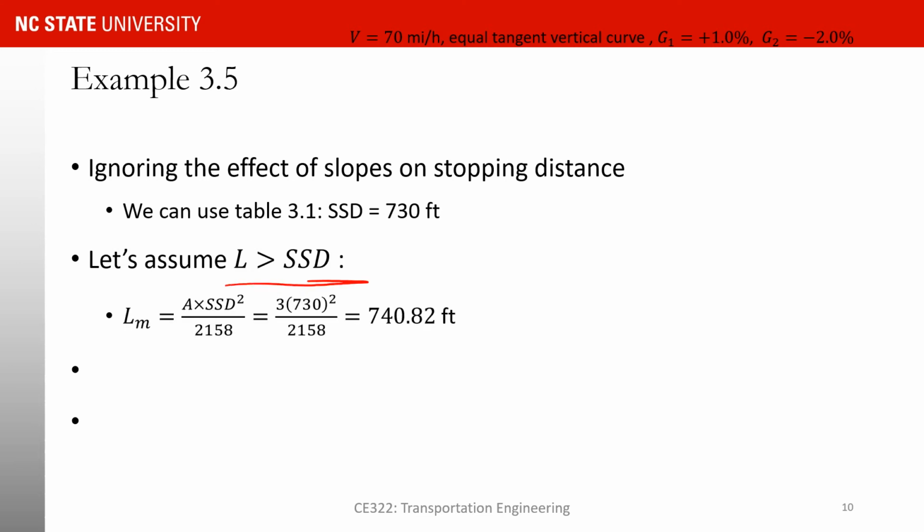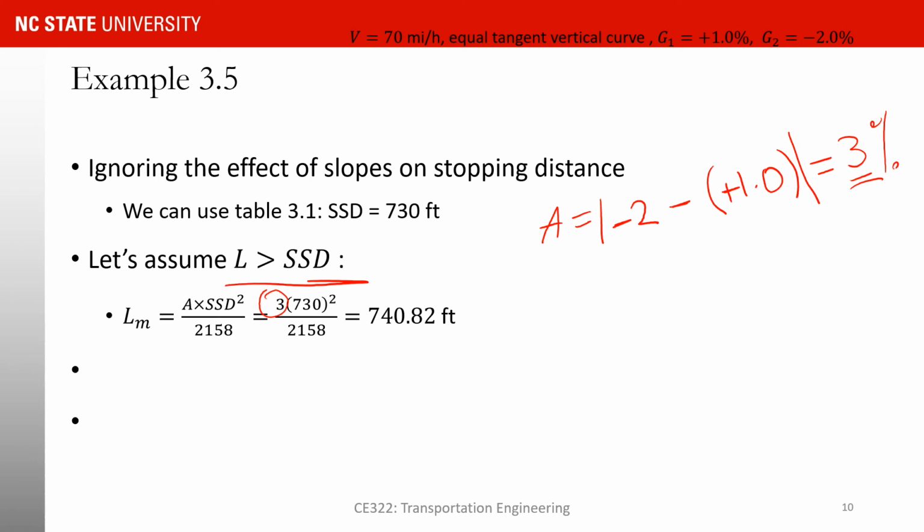So I'm going to be using the equation that is given for that condition, which is Lm equal to A times stopping sight distance squared over 2158. My G2 is -2, G1 is +1, so A would be equal to -2 minus (+1), which is equal to 3. And that would be 3%. So that's what I have here.